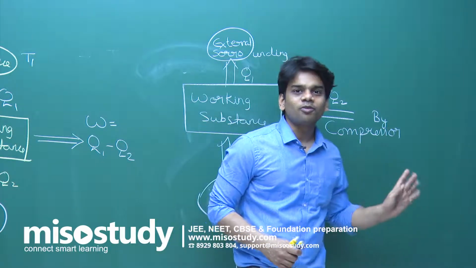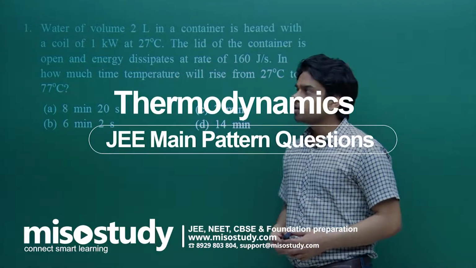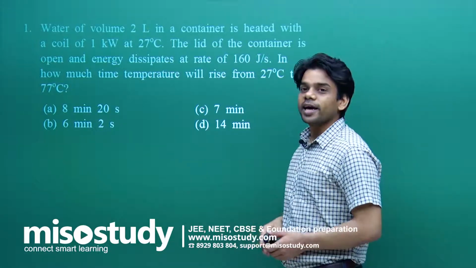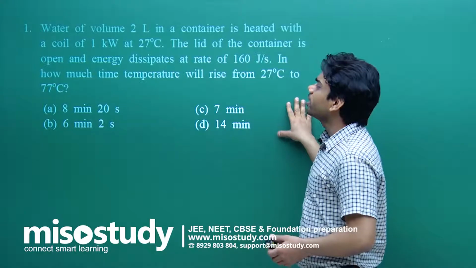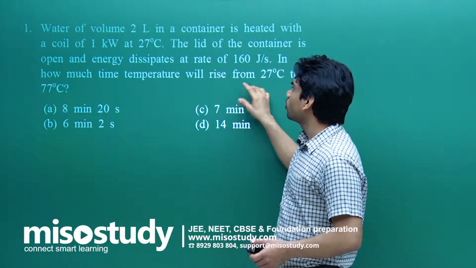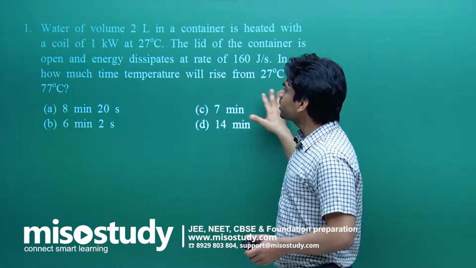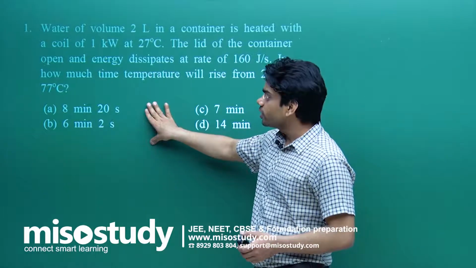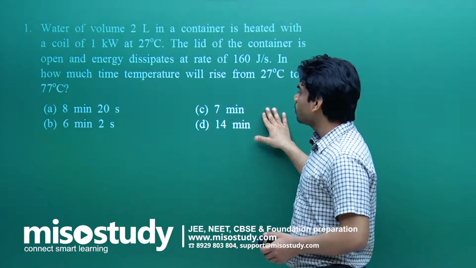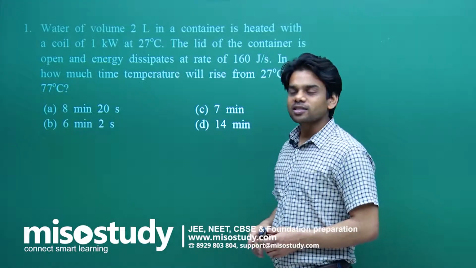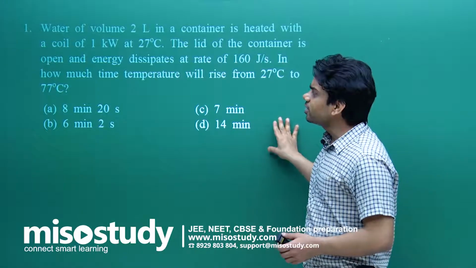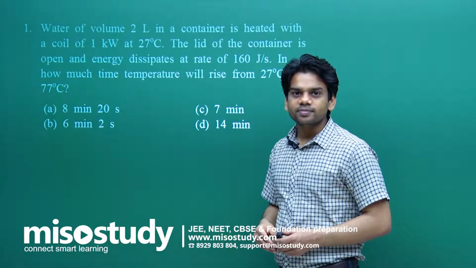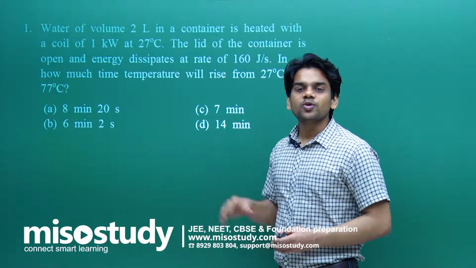So what do you take note of till here? I'll start from the other end. The first question is: water of volume 2 liter in a container is heated with a coil of 1 kilowatt at 27 degrees Celsius. The lid of the container is open and energy dissipates at a rate of 160 joule per second. In how much time will the temperature rise from 27 degrees Celsius to 77 degrees Celsius? A) 8 minute 20 seconds, B) 6 minute 2 seconds, C) 7 minute, and D) 14 minute. This question has been asked in one of the previous JEE examinations. Let's read the question and analyze what has been given and what is required, and which method we can utilize to solve it.